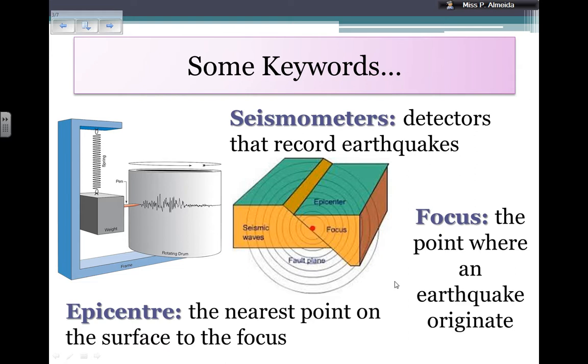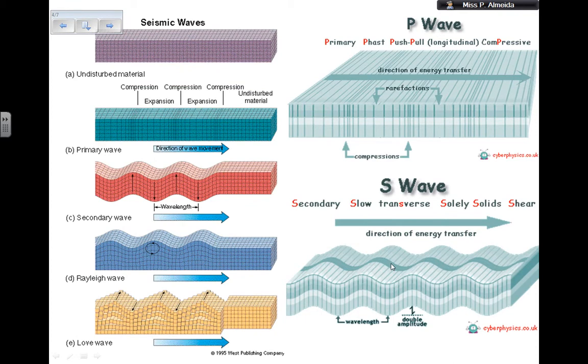And the epicenter is the nearest point to the surface of the focus. So it's immediately above the focus, okay? And that's where, on the Earth's crust, the earthquake was, okay? So there are different types of seismic waves.